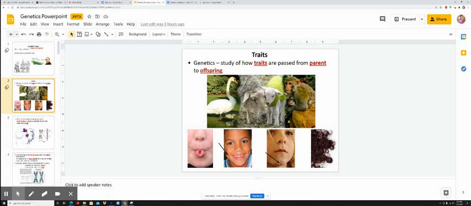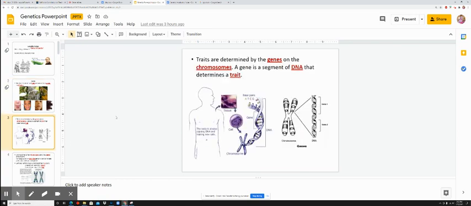So right here, we have the different traits: the color of feathers, the color of their wool, the monkeys' length of tail, and obviously humans, the ability to roll your tongue, dimples, the butt chin, as people say, the little indentation in the chin, a cleft chin, and then curly hair or curliness. Now, how are traits determined? They are determined by what are called genes. Genes, as described here, is a segment of DNA that determines a trait.